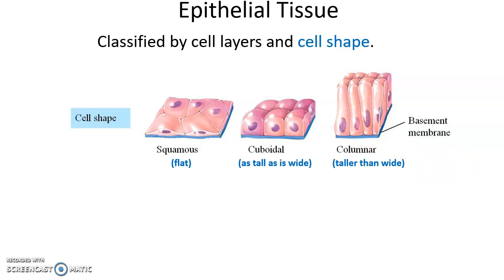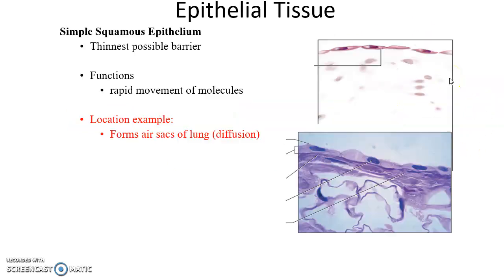It's worth noting that if you're looking at stratified tissue, so tissue with two or more layers, then you only look at the most superficial layer, the layer directly adjacent to the open space. That's the layer you look at to determine cell shape.